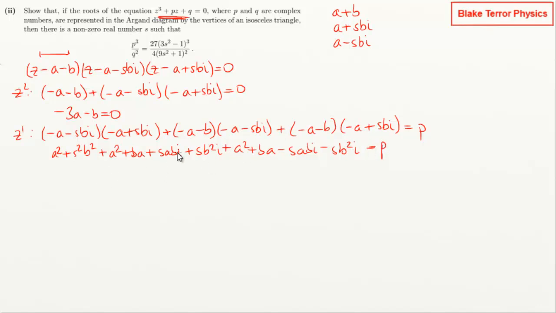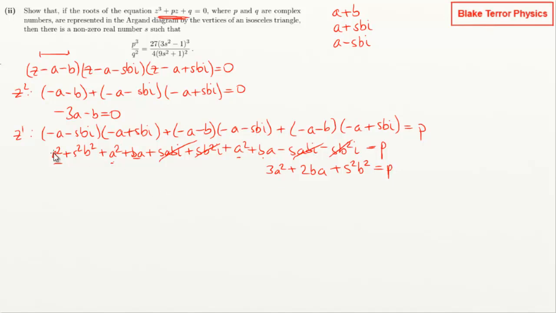So I've got that thing, that thing, that thing, and that thing all go away. So I've got 3 a squareds, that one, and that one. So 1, 2, 3 a squareds. Then I've got how many ba's? 2 of them, that one and that one, plus 2ba. So that just leaves an s squared b squared. s squared b squared equals p.